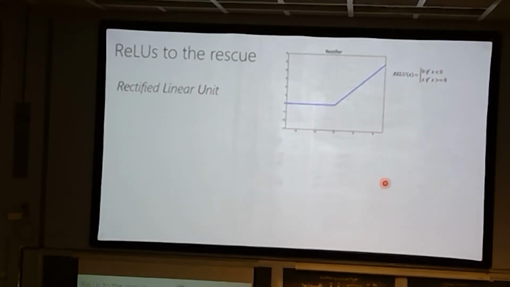Okay, so what is the thing that people commonly use now? This doesn't solve all the problems, but it's the best compromise that people have found works well in practice. This is the thing I mentioned at the very beginning, the rectified linear unit. It's just that if you're less than 0, you get the value 0, and if you're greater, then you're linear.